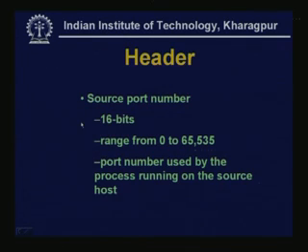Let us go through these one by one. Source port number: 16 bits, ranges from 0 to about 65,000. It is the port number used by the process running on the source host. Actually, think about the multiplexing and demultiplexing that I was talking about: in the same machine a number of processes may be communicating, and a good number of them may be using the same transport protocol, namely UDP, while others are using, once again, the same transport protocol, namely TCP.